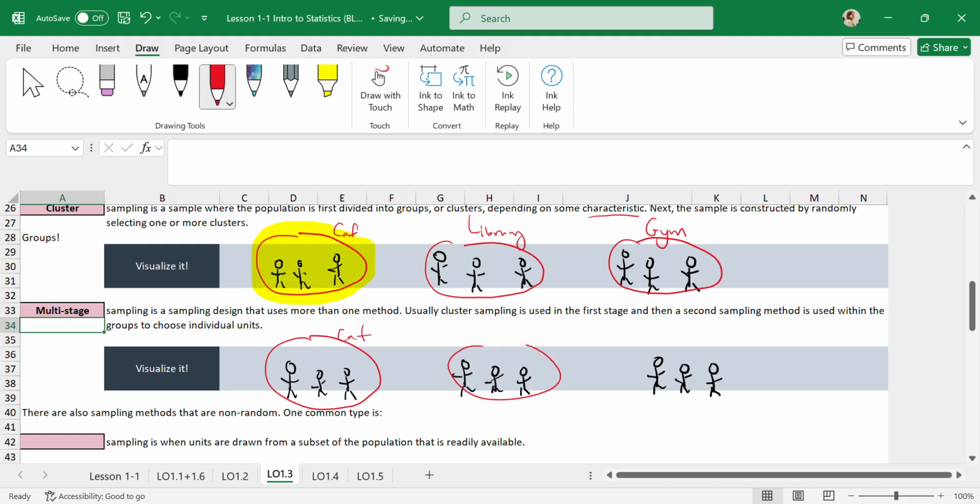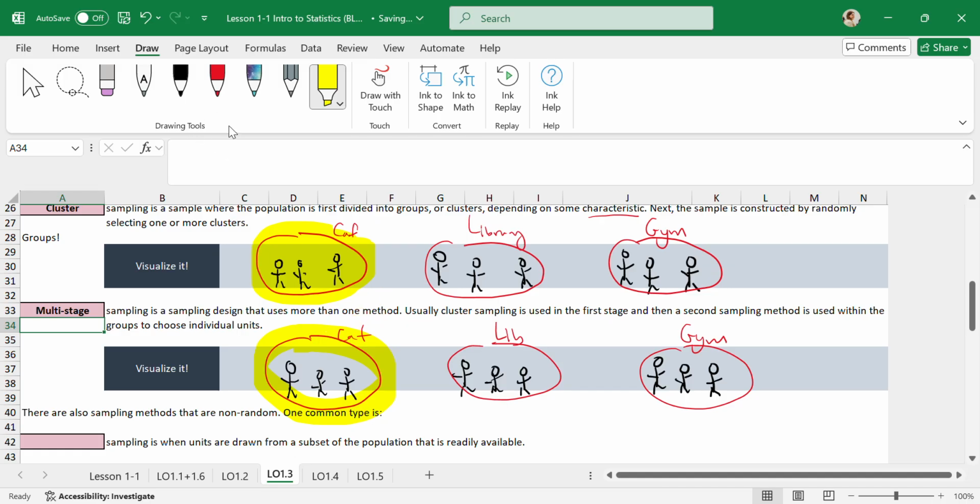Cafeteria, library, gym, and the cluster that gets selected is the cafeteria. What you would do with a multi-stage sample is instead of asking everybody in the cafeteria, you could then do a simple random sample and only select some people in the cafeteria. Or you could do a systematic sample and choose every third person in the cafeteria. It's just using more than one method.